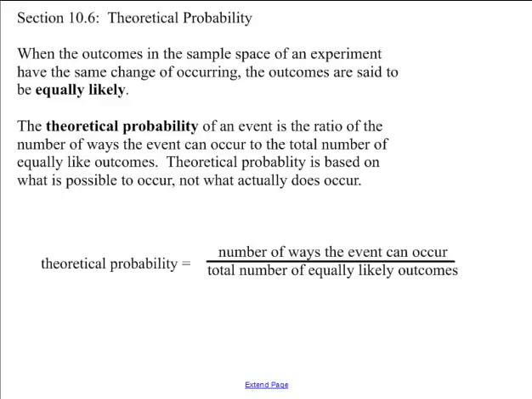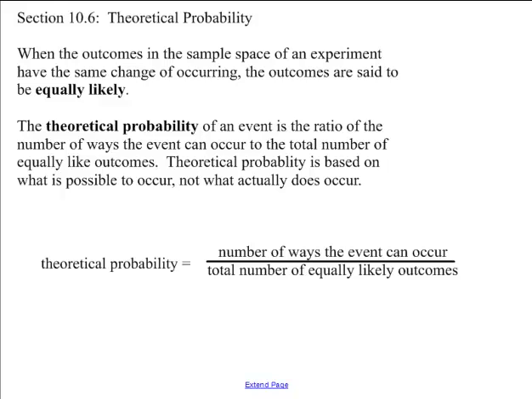When the outcomes in a sample space of an experiment have the same chance of occurring, the outcomes are said to be equally likely. So if I roll a number dice, there's 6 options on there, and all of them are equally as likely. You're not going to get a 6 more than a 1, theoretically.